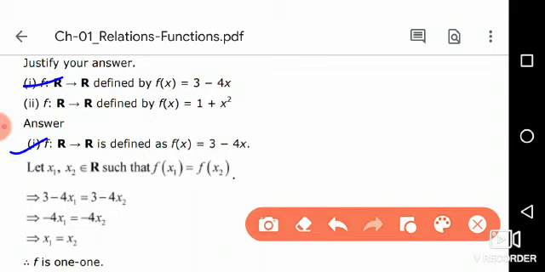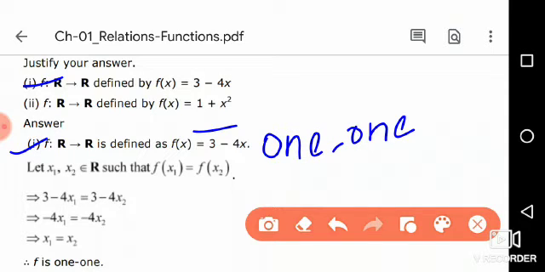The answer for the first question: f is a function from R to R defined as f of x is equal to 3 minus 4x. Now let me check the injectivity of the function. You have to check whether the function is 1-1 or not. For that, let x1 comma x2 belong to R such that f of x1 is equal to f of x2. Our intention is to show that x1 and x2 both are equal.